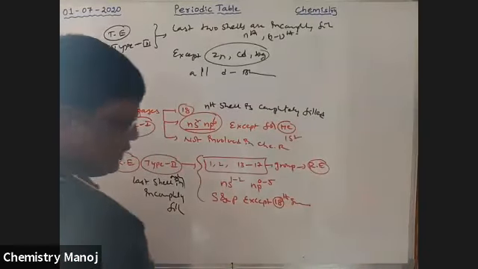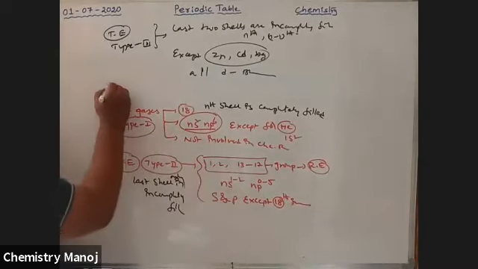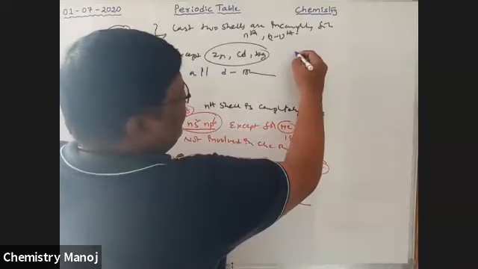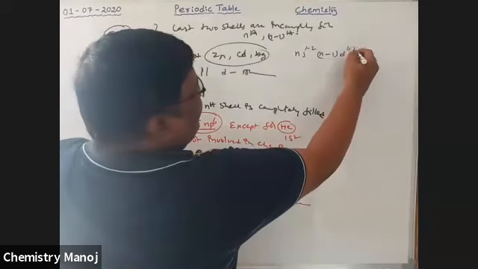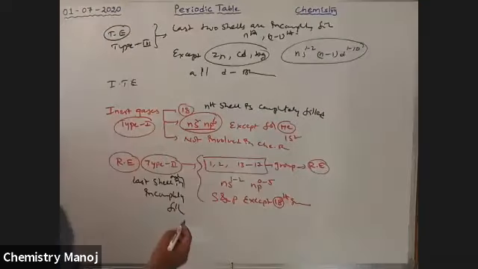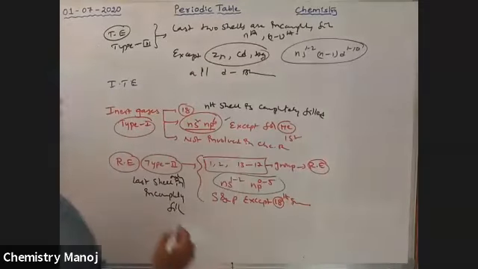Next, inner transition elements. That is the fourth category, inner transition element. Here, the general outermost electronic configuration is ns1-2, (n-1)d1-10, just like in d block. This is the general outermost electronic configuration.